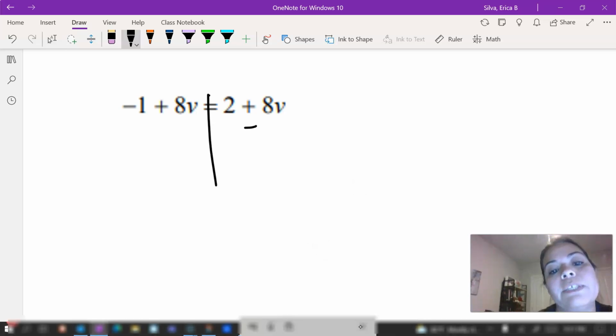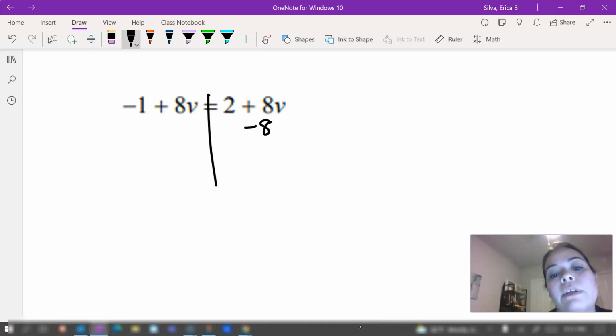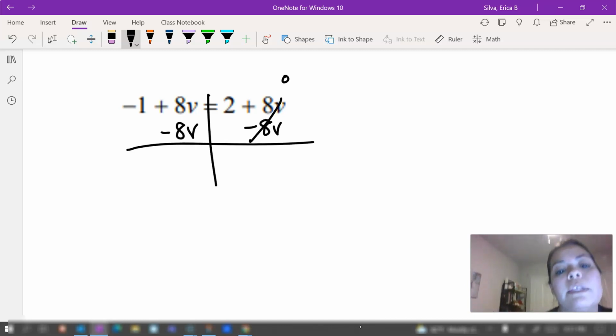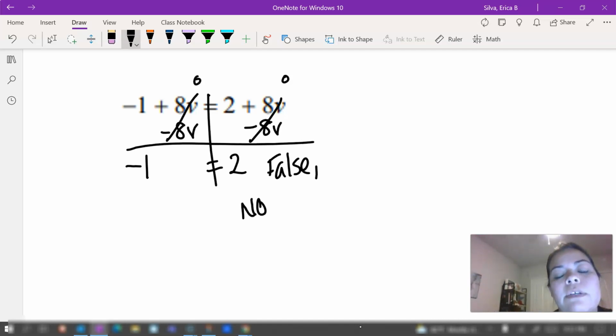So let's go ahead and take this 8v and put it on the other side by subtracting it. This gives us 0. We have 2 left on this side, negative 1 on the other, and this also gives us 0. Whatever we have left is negative 1 is equal to 2, but that's not true. This is a false statement, and because it's false, that means this has no solution.